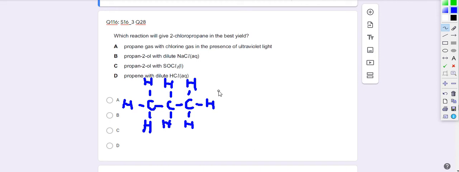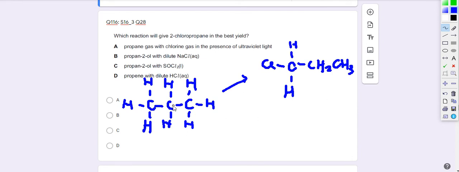Because you have the propagation steps, and then you have the termination step where any two free radicals can collide with each other, combine and form a neutral molecule. But even if we don't go into those complicated steps, we just look at this, any hydrogen can be replaced. Let's say the hydrogen on the first carbon is substituted by chlorine, you will get 1-chloropropane. Now, if I substitute hydrogen from the second carbon with chlorine, I get 2-chloropropane. But 2-chloropropane will not be the only product here.